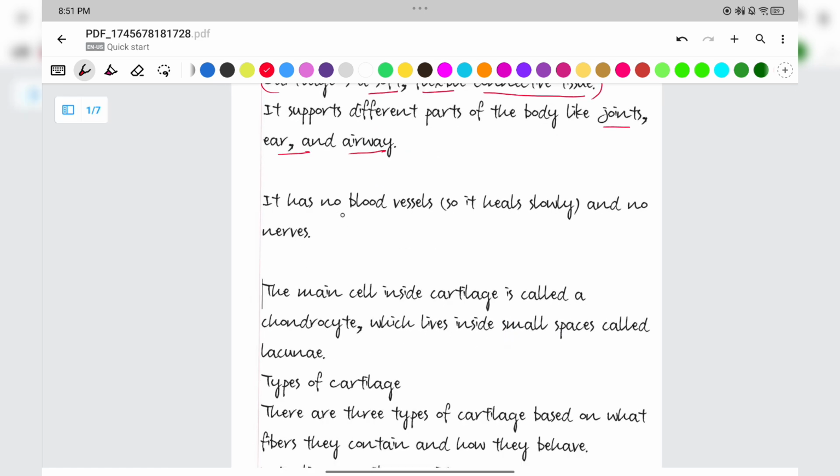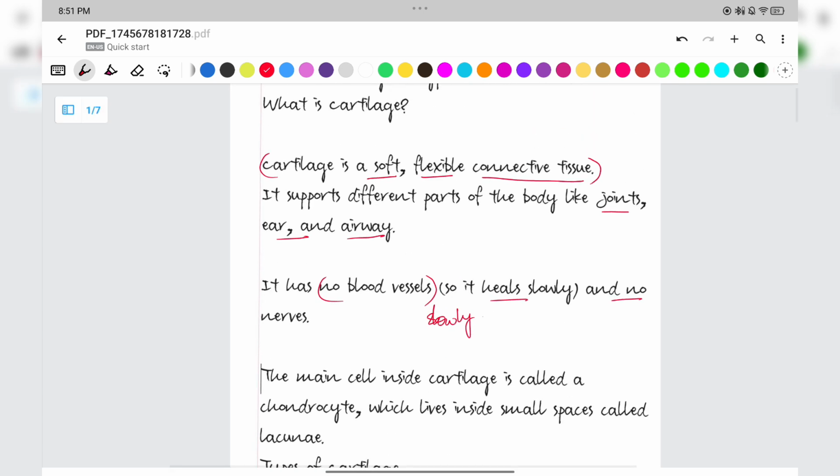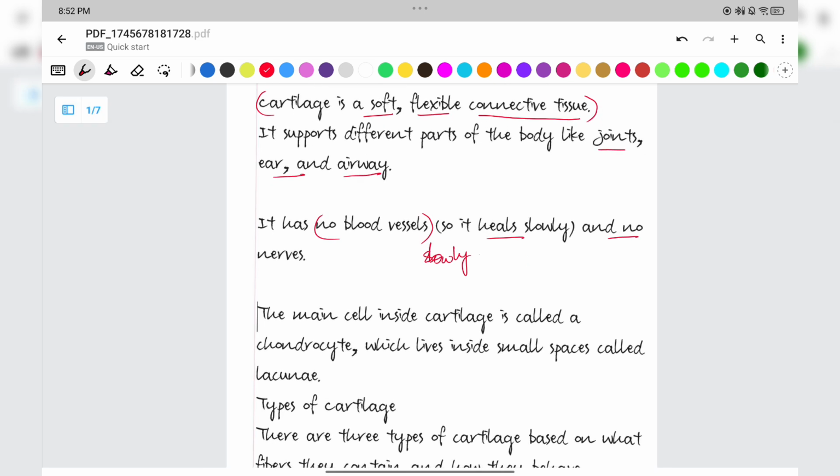It has no blood vessels, which means it does not have any blood supply. If a part does not have blood vessels, it heals slowly. If there is damage to a cartilage or any part of the cartilage, it heals slowly. And no nerves. So we should remember, if anybody asks what cartilage is, it is a soft, flexible connective tissue. It supports different parts of the body like joints, ear, and airway, and it has no blood vessels, which means no blood supply, and no nerves.